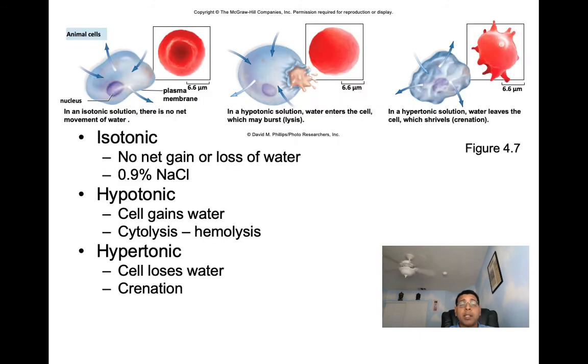So if a cell is placed in a hypertonic solution, you can see water leaves the cell. Okay, water leaves the cell and it moves into the outside. So it leaves the cell, and you will have the cell begin to shrivel, or you say crenation takes place. So these are three situations that can happen in relation to the cell being placed in different concentration solutions.